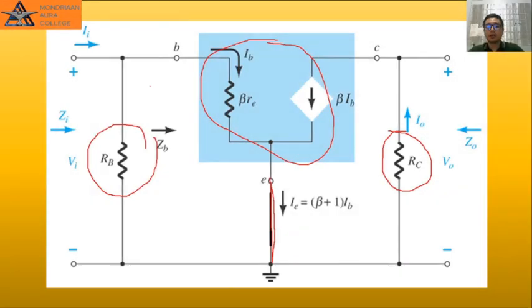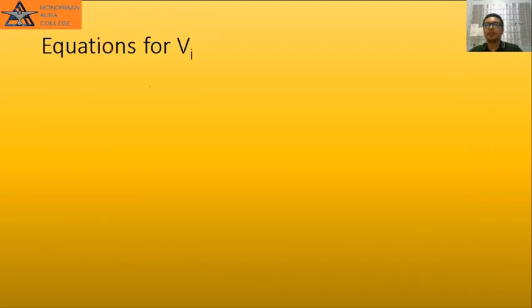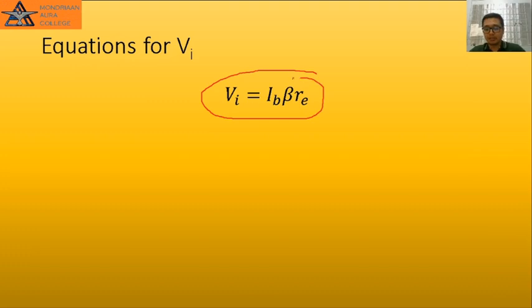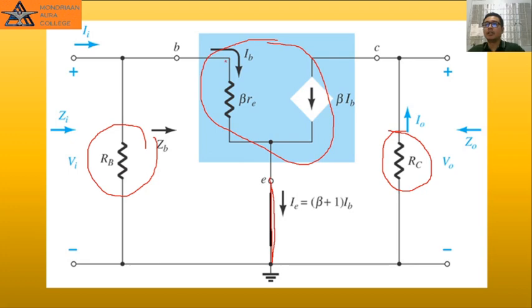Let us now derive the equations for the input voltage. For the input voltage equation, we have V sub I is equal to I sub B times beta RE. So, bakit naging ganito yung ating equation? Balik lang natin dun sa ating previous slide. Alright? So, as you notice here, nag-apply tayo ng input voltage V sub I between the base and the ground. Therefore, ang voltahe natin, ang AC voltage between the base and ground, this part and this part, is also equal to V sub I then.